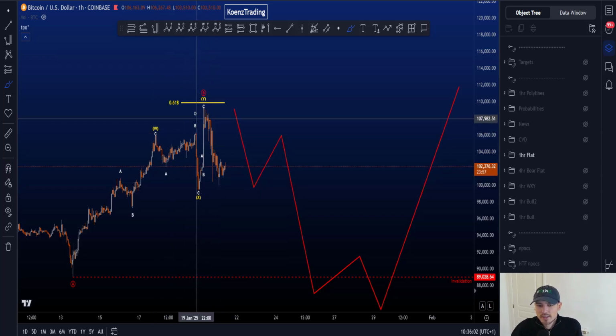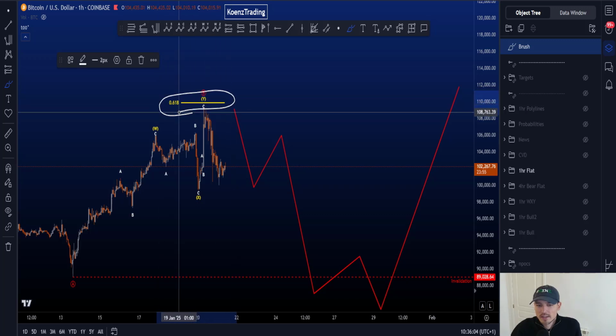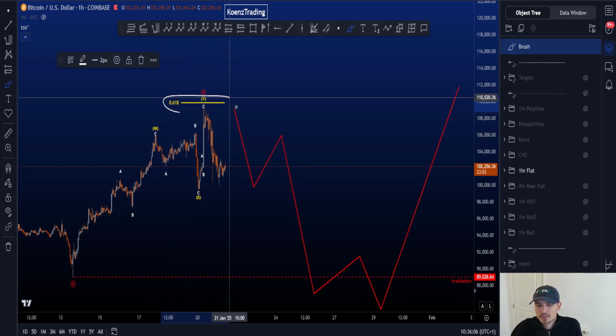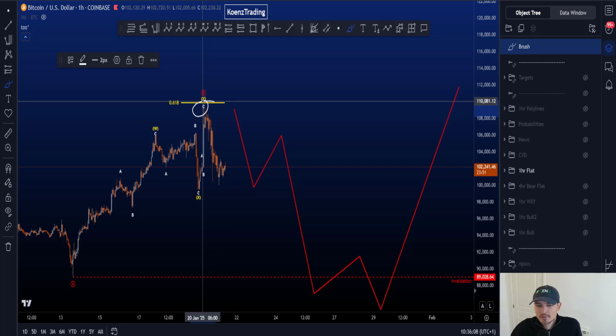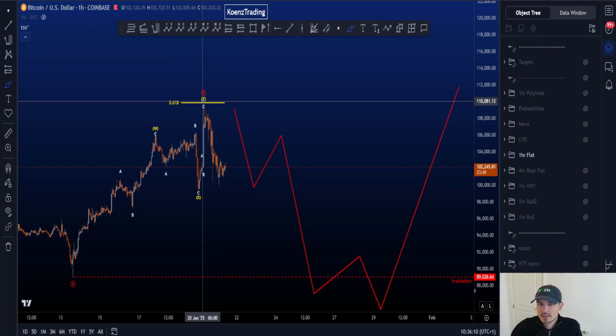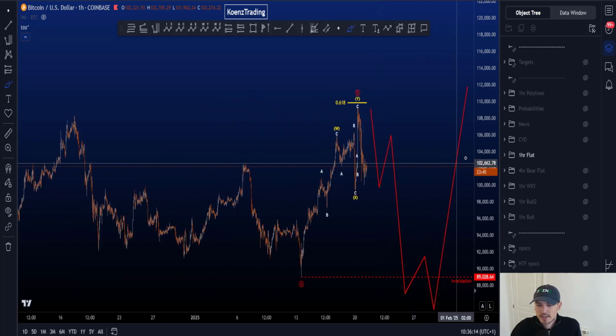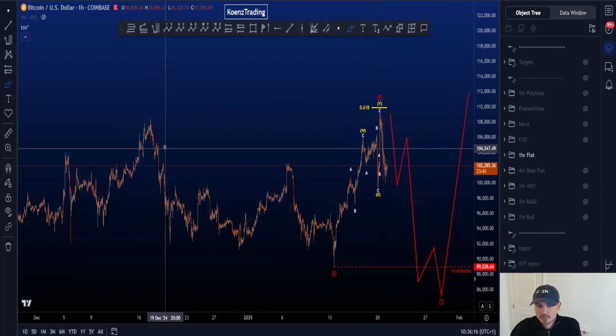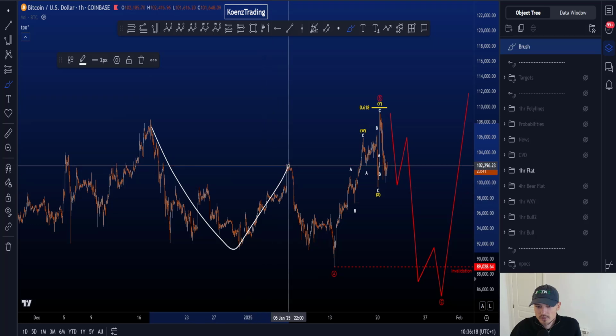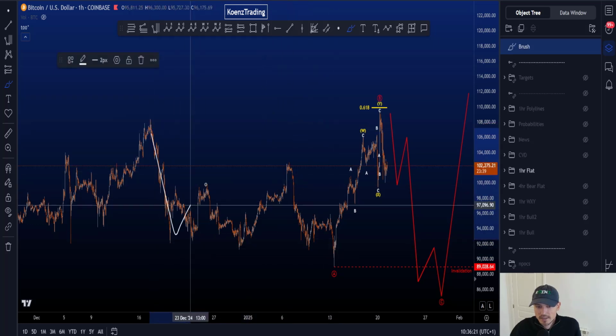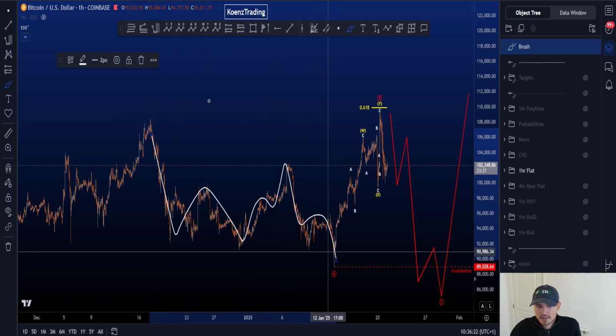In this particular case, wave Y, however, in yellow did not reach the 0.618. We just missed out. And the 0.618 generally functions as a minimum target for a double zigzag wave Y. This move to the downside, for example, here is also counted as a double zigzag ABC, correction ABC.